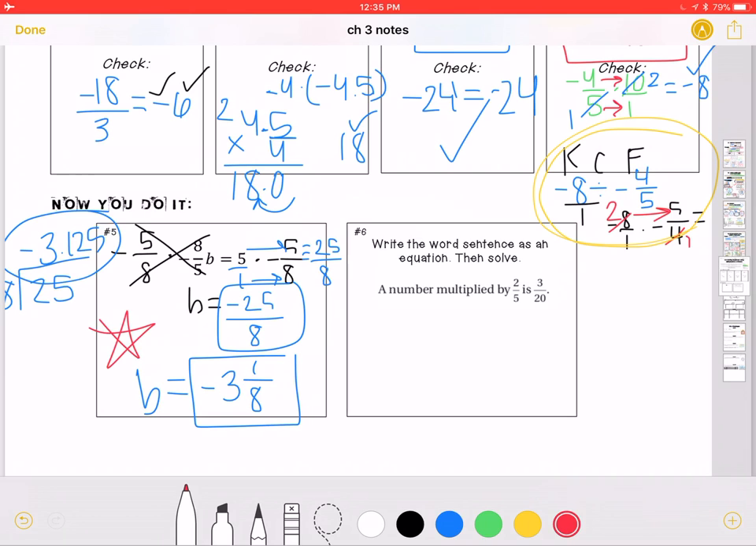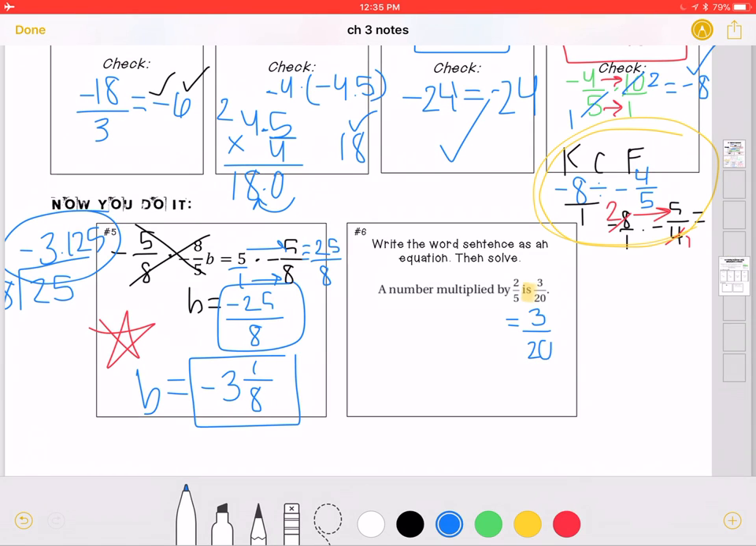Write the word sentence as an equation and then solve it. So we're doing practice writing from word phrases as an equation. So a number multiplied by 2/5 is 3/20. Remember, my keyword is, what does that represent? You should be thinking an equals sign, which let me actually move this up. So I know that this should equal 3/20.